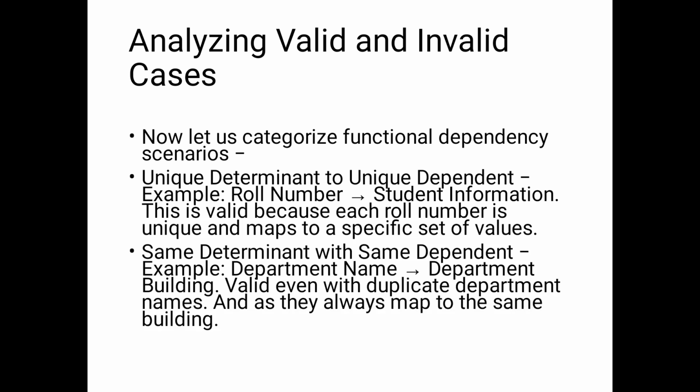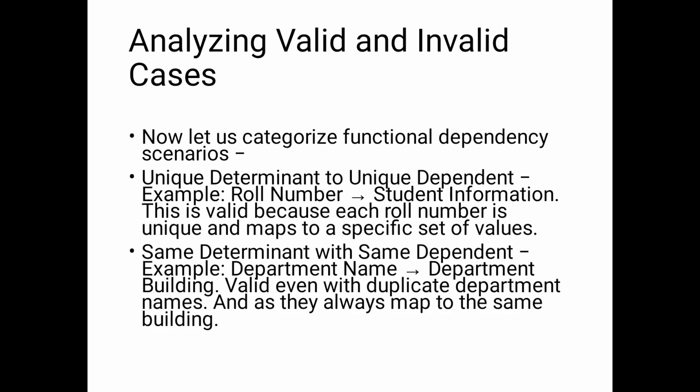Now analyzing valid and invalid cases in functional dependency. First, unique determinant to unique dependent. A unique determinant value can determine another unique dependent value. For example, roll number arrow mark student information. This is valid because each roll number is unique and maps to a specific set of values. Roll number is a candidate key, so it can determine another set of values. So this is valid.